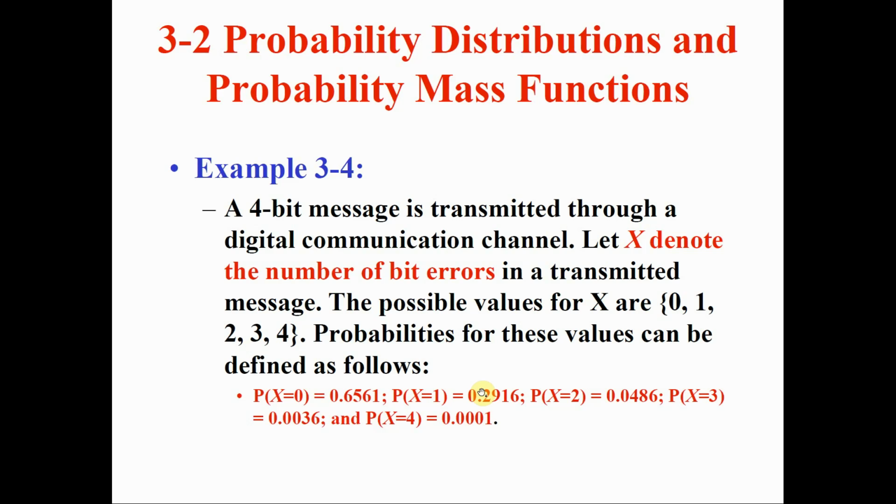Now, let's look at the next example here. In this example, we say that we're sending a number of communication messages. We're sending 4 messages over a digital communication channel, and then we define x as the number of messages that arrive with error, the number among the 4 messages that arrive with error. And now, what are the possible values for x in this case? If I'm sending 4 messages, how many messages of those could possibly arrive with error?